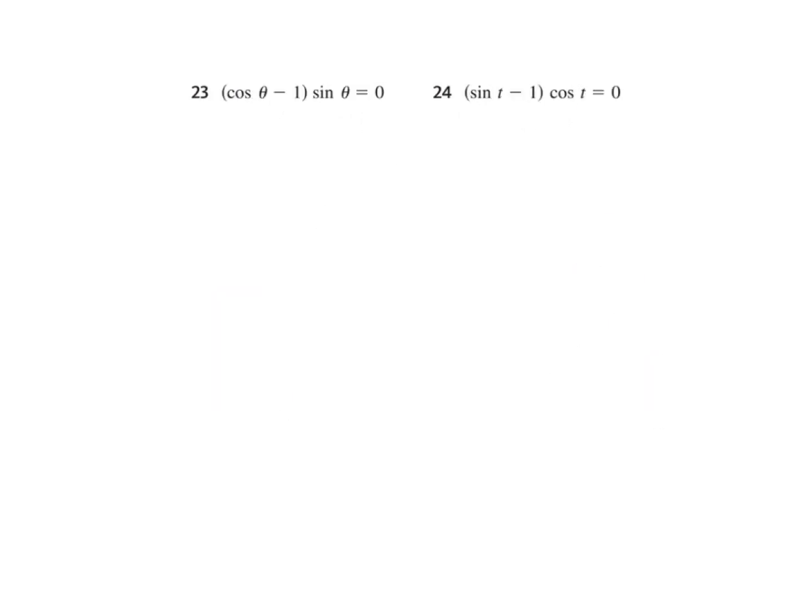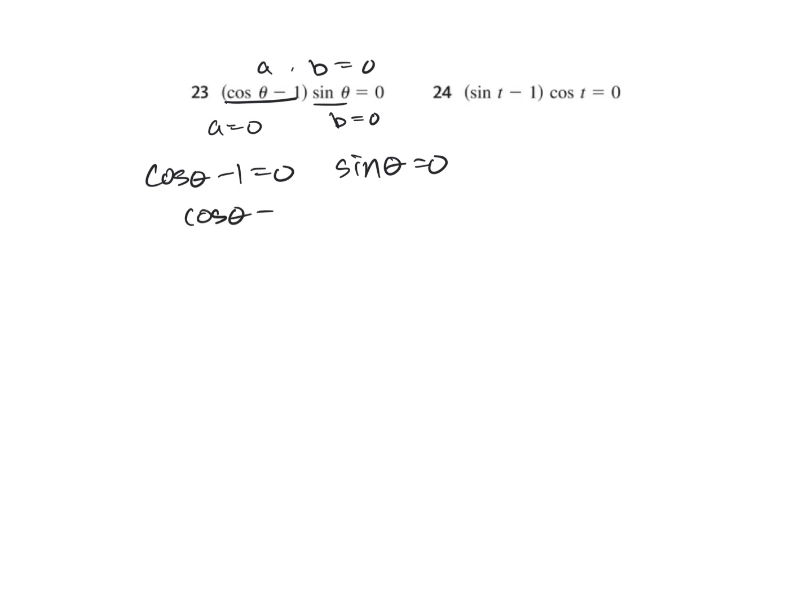All right, now we have two possibilities here. A times b equals 0, so either a is 0 or b is 0. So what does that mean? There's a, this is b. So cosine of theta minus 1 is equal to 0, or sine of theta is equal to 0. So you got two possibilities here. So we add 1, where's the cosine of theta equal to positive 1? That would be at 0 or 2 pi, so we just say 2 pi n.